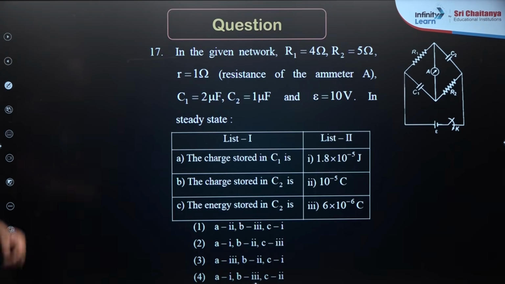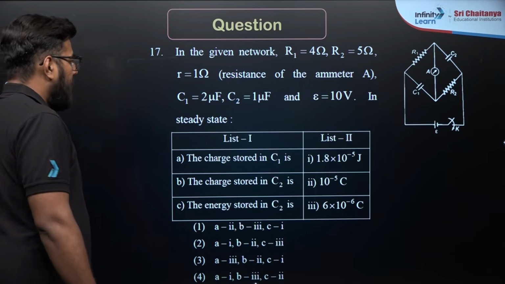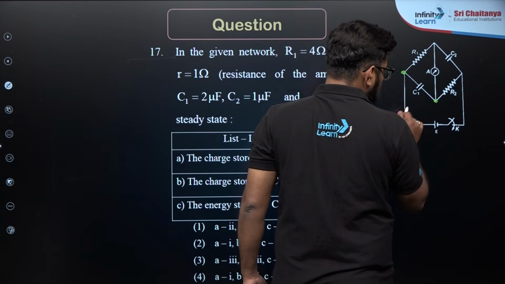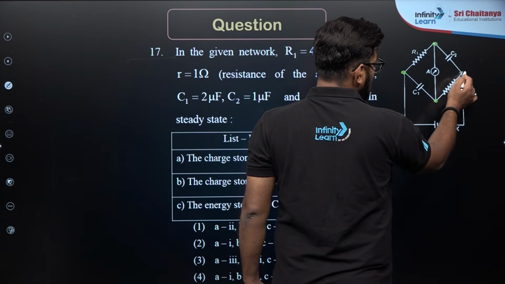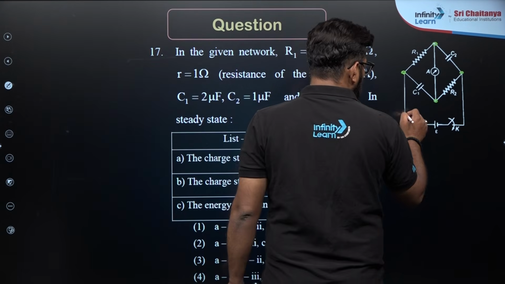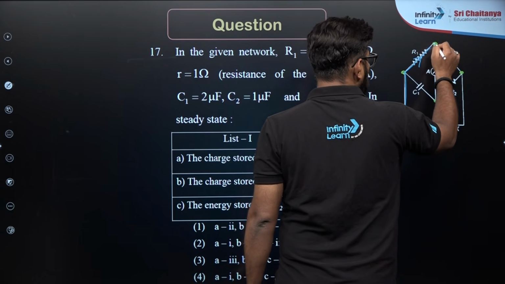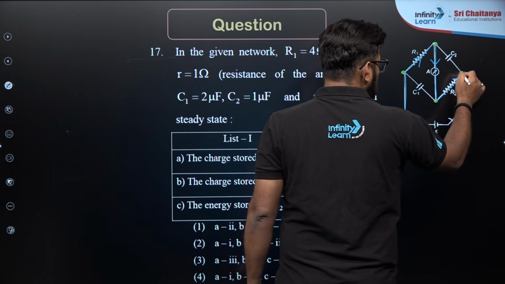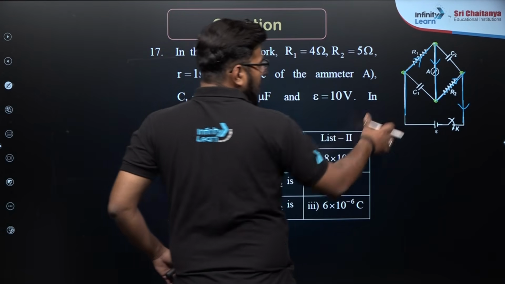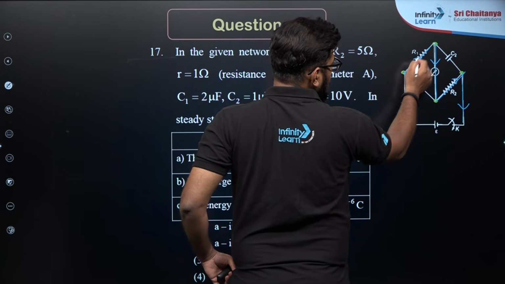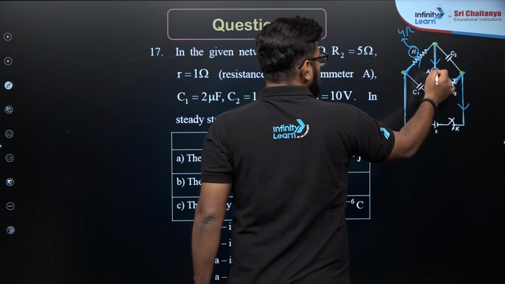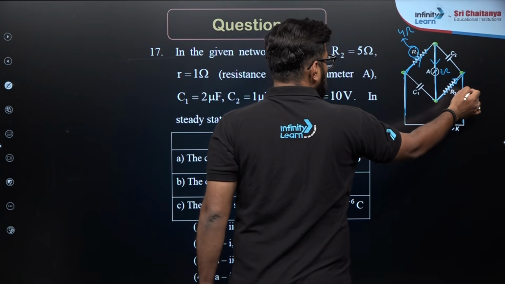In the given network, R1, R2 and small r are given. In the steady state, please imagine that the potential difference across this is fixed and it is fully charged, okay? So no current will be flowing through that. That means in steady state, the entire current will flow through this, through this, and through this, like this. So the potential difference across this will be whatever is the potential difference across this combination. Now this is given as 4 ohm, this is given as 1 ohm, and this is given as 5 ohm.